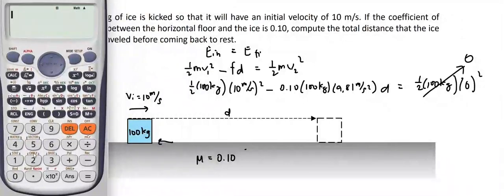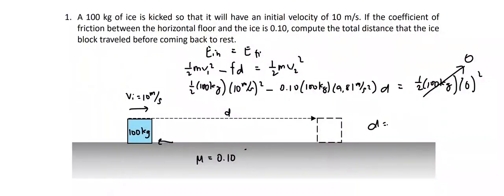Now we can solve for d: 1/2 times 100 times 10 squared minus 0.1 times 100 times 9.81 times d equals 0. So solving, we get d equal to 50.97 meters, which is the same as we solved earlier.